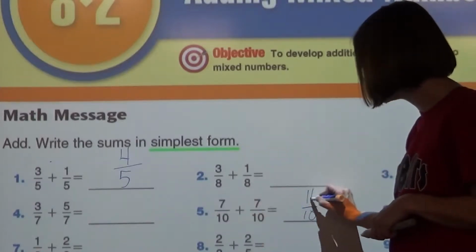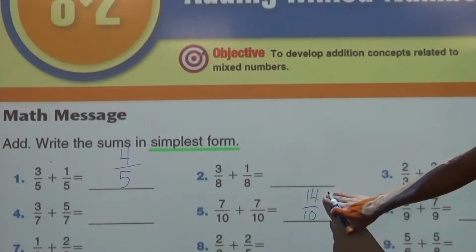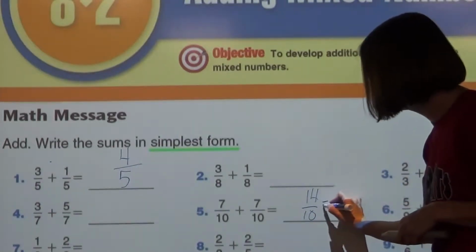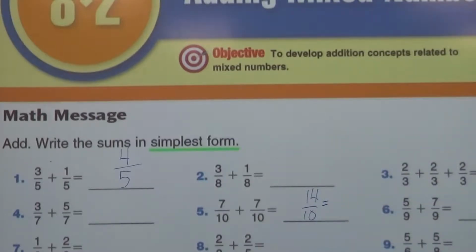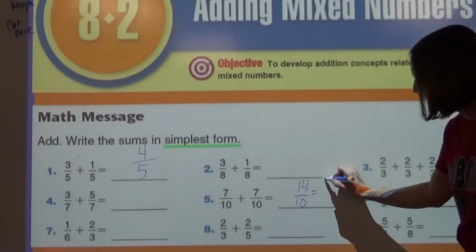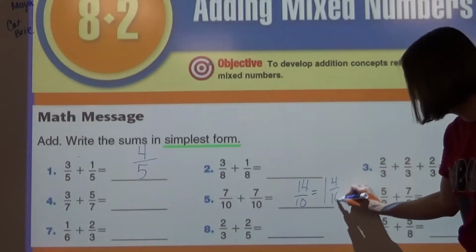is 14. Okay, this is an example of an improper fraction. We've got a larger number on top, and our denominator is smaller, so this is not in simplest form yet. Whenever you have an improper fraction, you need to change it to a mixed number. So you can ask yourself how many 10s are in 14. There's 1. We have 4 left over out of the 10.